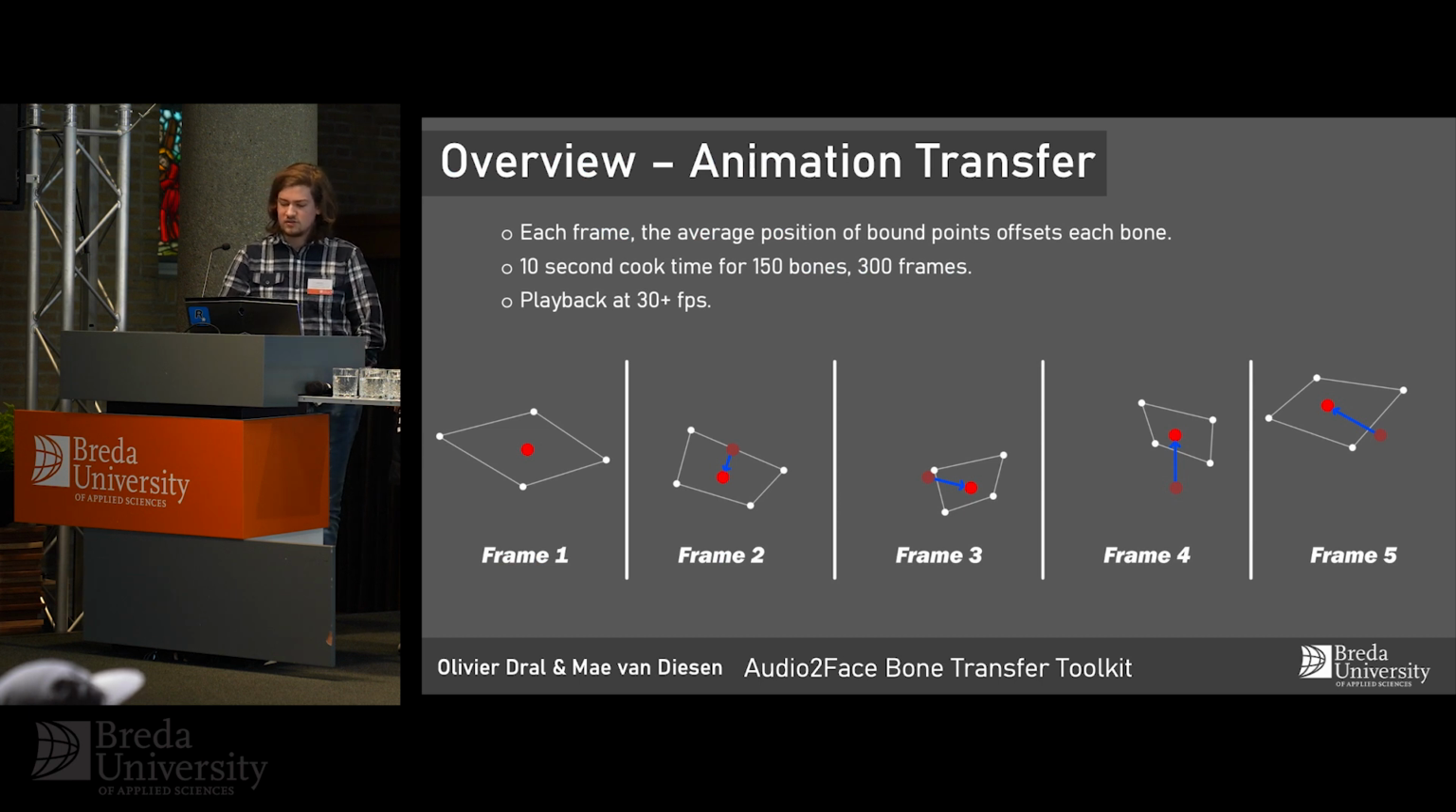The way animation transfer from audio to face onto the rig works is that for each bone, for each frame, it looks at the position of each bound point on the audio to face output mesh, and then offsets the bone to the average of those locations. The skinning weights are also considered for this. This takes about 10 seconds to cook for 150 bones across 300 frames, and then plays back at more than 30 FPS with the help of motion clip.